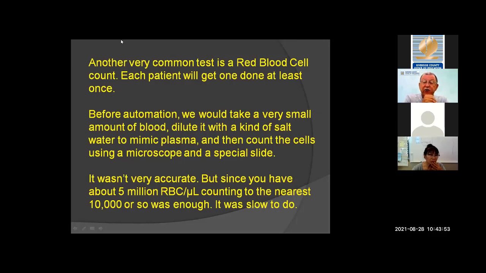It wasn't very accurate, but since you've got about 5 million red blood cells per microliter, counting to the nearest 10,000 or so was enough. Problem was, it was really slow to do. Start to finish, to do one was probably going to take about half an hour.